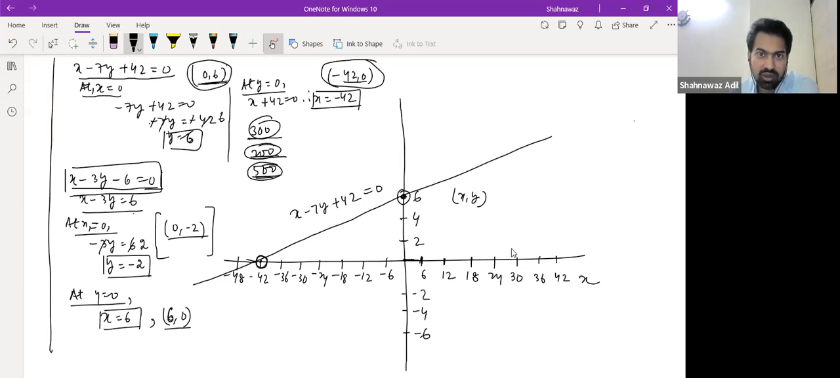And the other one is this: 0, minus 2. So this is here, right? And then we have 6, 0. So 6, 0 is this, right, guys? Yes, sir. So this is here, and then this would be the line. My drawing is bad. This one, right? And it crosses at some point. We'll talk about this point later. This is the line x minus 3y minus 6 equals 0.